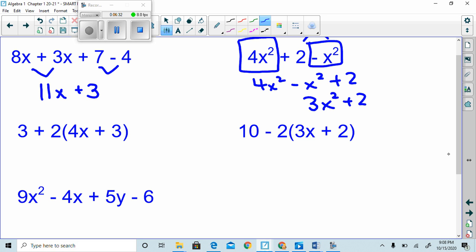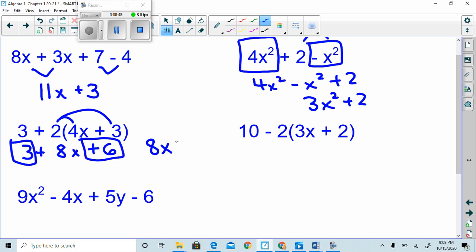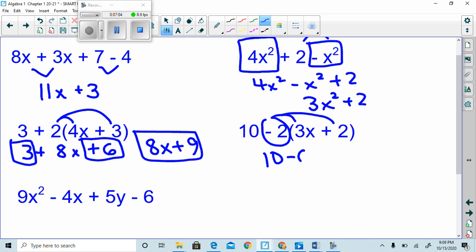This one has a little bit of both going on. I first will distribute, and I'll get 8x plus 6. I now see that I have a like term in the front as well as the last term, so I'm going to get a simplified version of 8x plus 9. This next one, I'm going to be distributing this negative, and again, I remember that I need to distribute twice. I see some like terms to combine, and 10 minus 4 is 6.